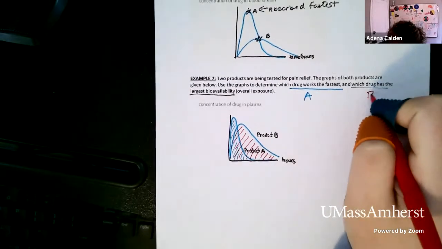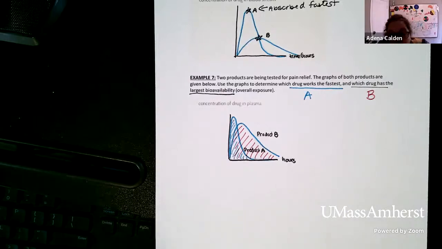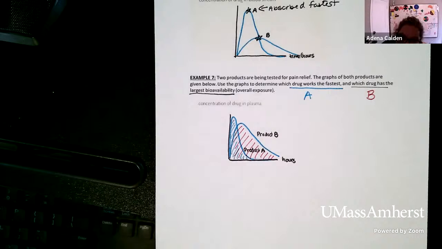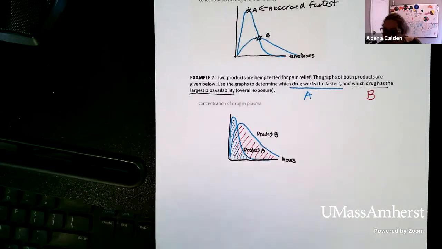So that means it has a greater bioavailability, which means that the person is exposed to the drug for a longer and greater period of time than product A. Okay, so again, absorption, we're comparing the rate and the peak, and bioavailability, we're comparing area under the curve.